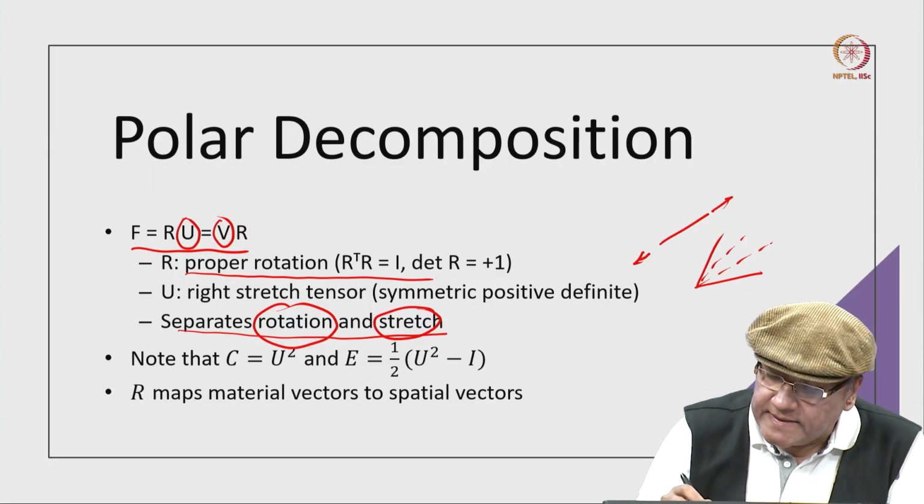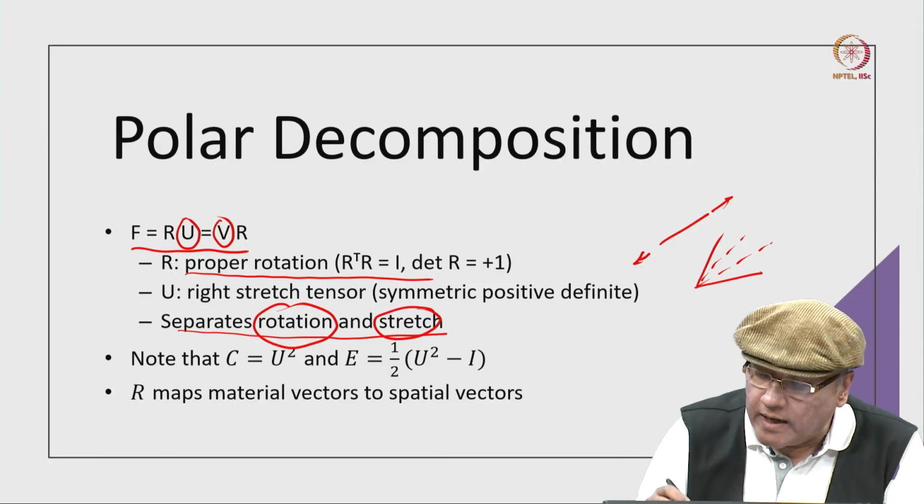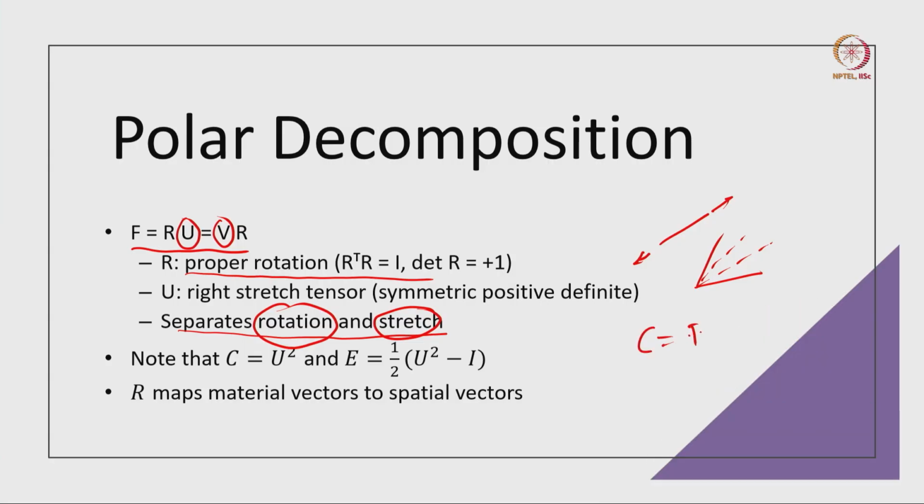Also note one more thing: given F equal to RU, C is equal to F transpose F. So putting in F equal to RU, it becomes U transpose R transpose, RU. Now you already know that R transpose R is identity, so you can write this as U transpose U. Since U is symmetric, U transpose is U, so you can write this as U squared, right, understanding that this is just a matrix multiplication of U with itself.